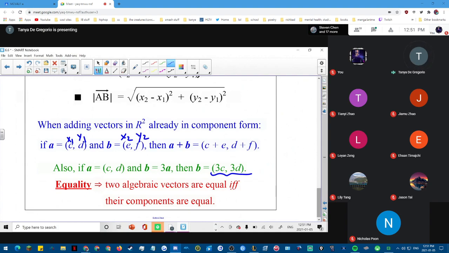Okay. Equality. Two algebraic vectors are equal if and only if their components are equal. So if you see that the components are equal, right away you know that the vectors are equal. If I tell you that two vectors are equal, then you can assume that their components are the same. That's what that's saying there. Again, it's that if and only if, it goes both ways. Any questions so far?